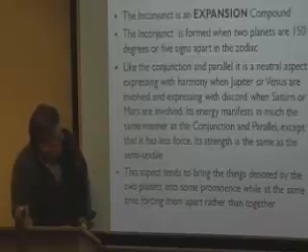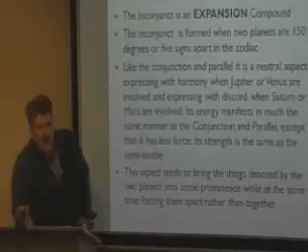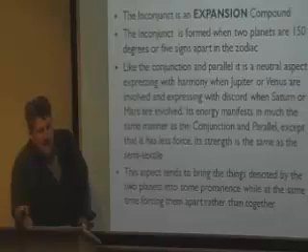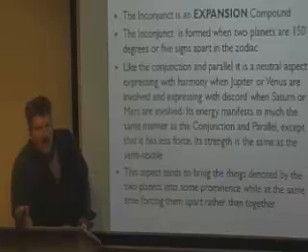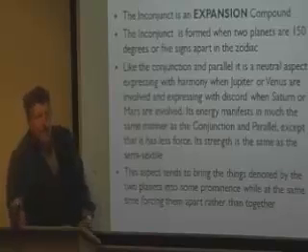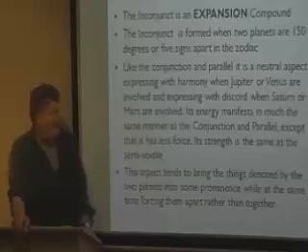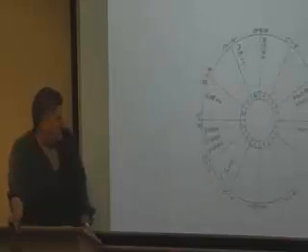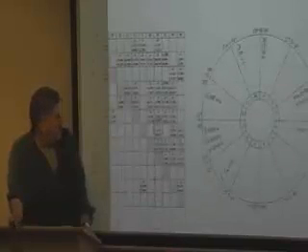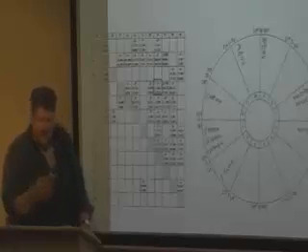So I see the inconjunct as bringing about very temporary events in one's life. They may look like they're really something when they're happening, and then when you look back over it in the big scheme of things, it wasn't necessarily that big of a deal. So let's find one and try and interpret it.